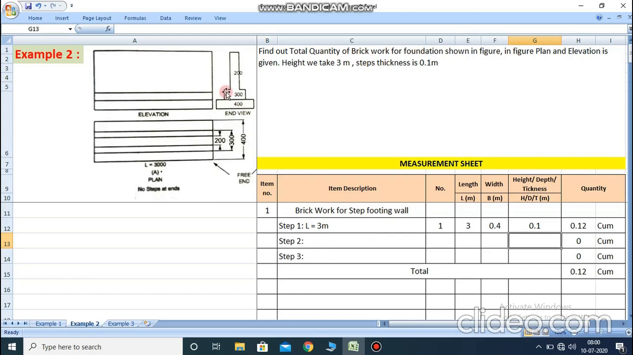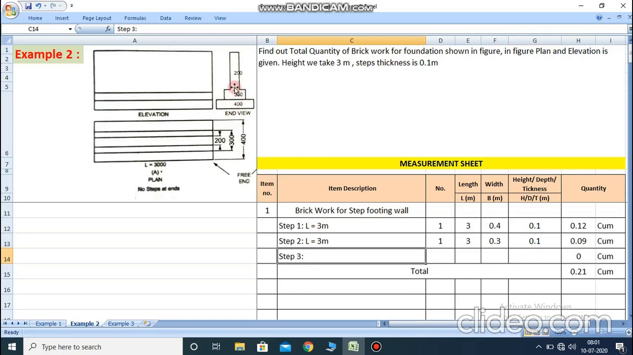Now we take the second step. So see this figure, the second step is 300 mm width and height is 0.1 meter, and we write length is equal to 3 meter because here no steps at the end. So first we count the number as 1, length is 3 meter, width is already given in the section part as 0.3 meter, and height we take 0.1 meter. So it's the second step.